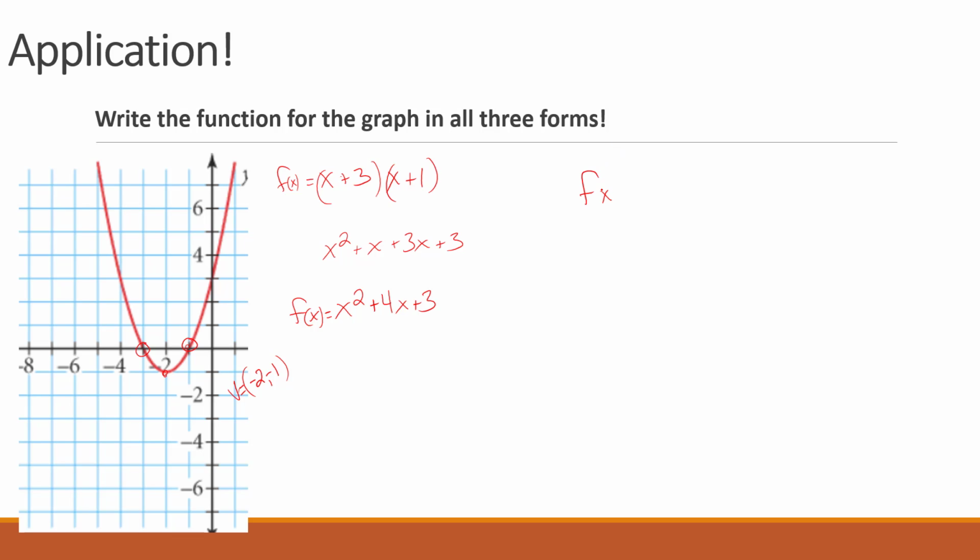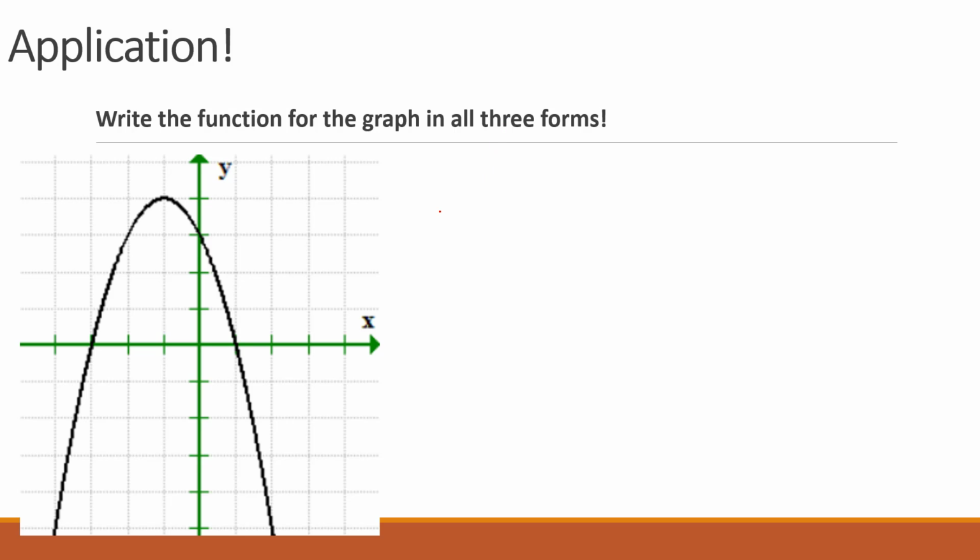So we would end up with f of x is equal to x plus 2, the opposite of the x value, squared, minus 1. So it's actually kind of nice when we have a graph because it makes it a lot easier for us to write out the equation.